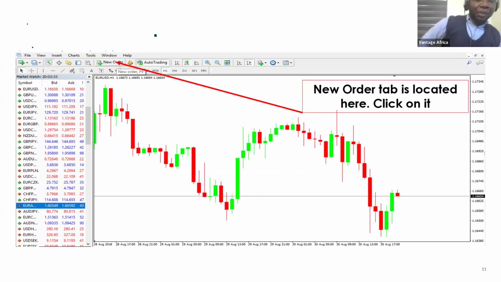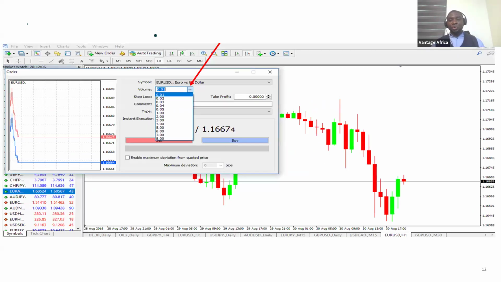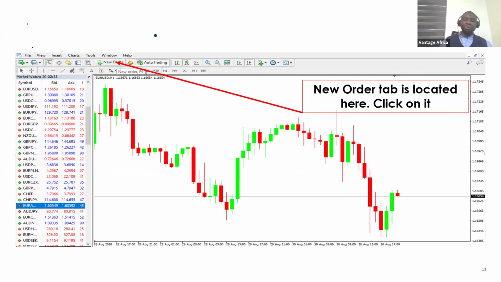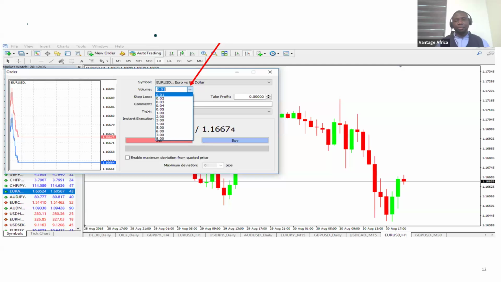Now look at this. When it comes to entering your trade, placing a trade in the market, you come to your chart and you go to new order. See new order there. This is you doing your trading from your computer, from your laptop. You click on new order, then a pop-up box pops up, and you can see the currency you want to trade is already there on that symbol.